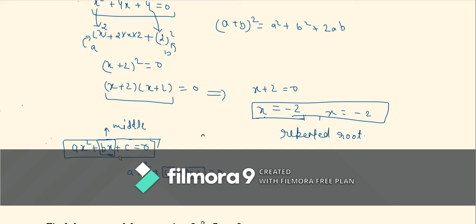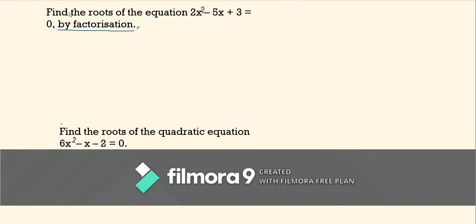So always go for the term having x, and its coefficient is b. The coefficient can be anything, b or 2 or 3 or any number, but you have to look for x. So let's see how to solve such an equation. I have taken one equation here. Now the question is, find the roots of the equation 2x square minus 5x plus 3 is equal to 0 by the factorization method. So the factorization method is simply splitting the middle term. So let's write the question.